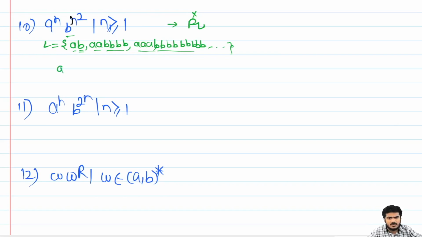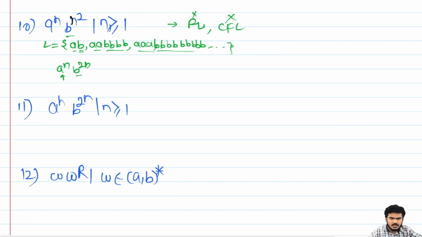In the previous example, a raised to power n, b raised to power 2n, we were clear that for comparing these b's, for one occurrence of a we need to push 2 a's. But in this situation, we are not able to make that clear. So we are not able to design a PDA for this, neither a deterministic PDA nor a non-deterministic PDA. So we can say that this is not a regular language, and it is also not a CFL. Whenever the language is not CFL, that means it is also not a deterministic context free language.